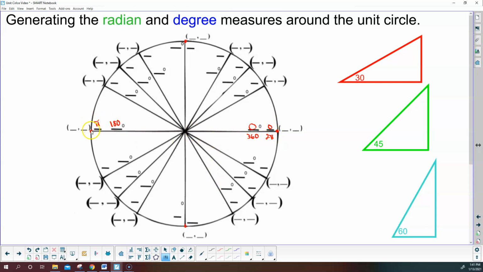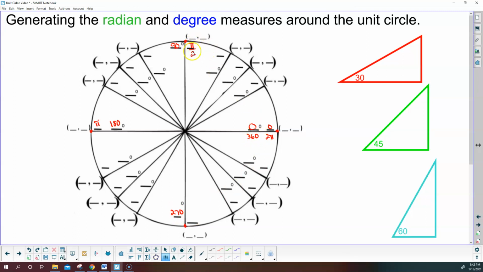Well, what about going half of the value of 180? If I go half of 180, that's 90 degrees. And if I cut pi into 2 equal pieces, that's considered pi over 2. Now I do like to put the other quadrantal angles in. Every quarter turn of a circle is 90 degrees. So 90 plus 90 gives me 180. 180 plus 90 gives me 270. And then 270 plus 90 puts me right back at 360.